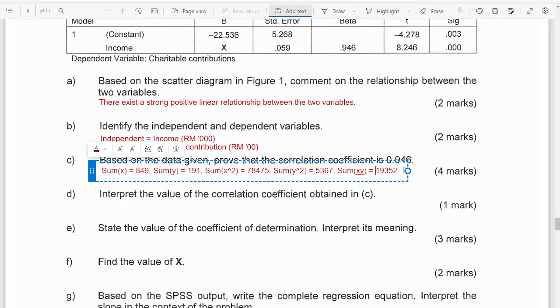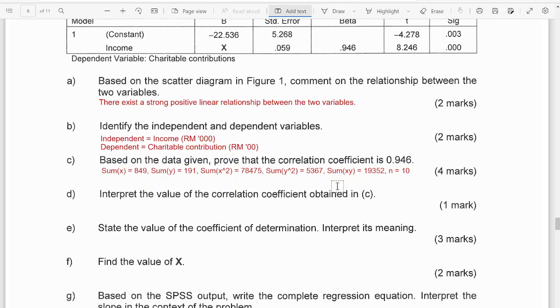And last kali you ada n. So n sama apa? N sama dengan 10 kan? Sebab kita ada 10 saja. Okay. So once you have all this value, then you can use the formula for r square. Okay, apa formula r square? Okay, what is the formula for r square?